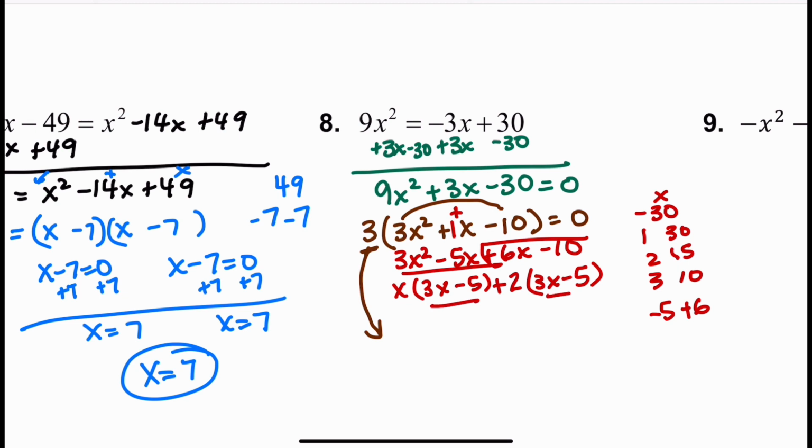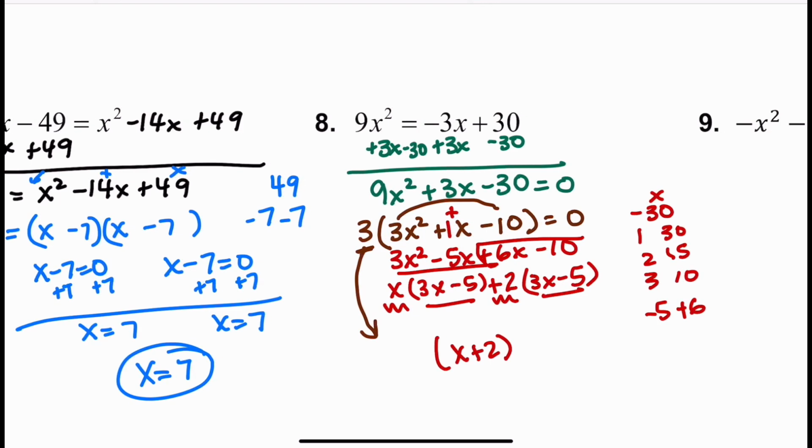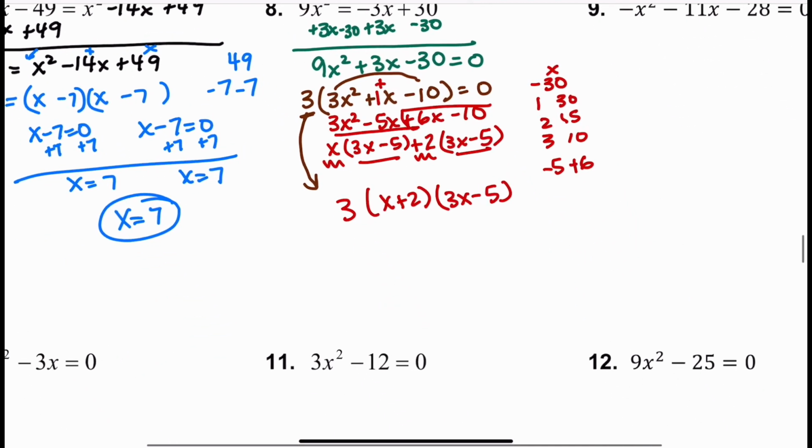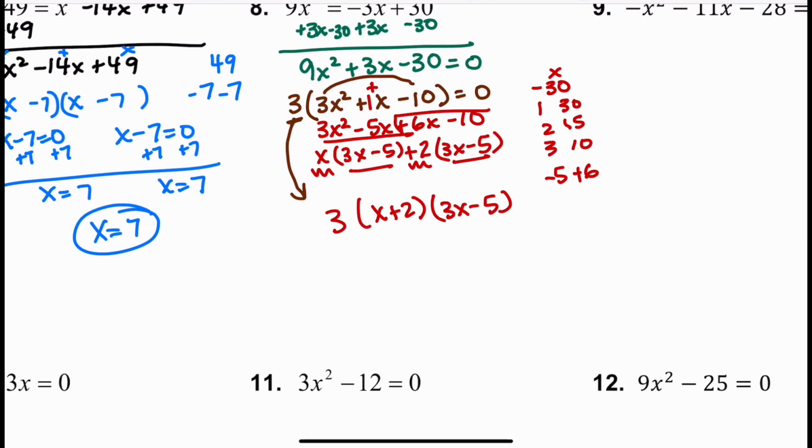Now, you know you did it right if those two are the same when you finish. We've got our x plus 2 as our first factor, and our second factor is 3x minus 5. And don't forget to bring that 3 down. Now, we have it set equal to 0, so we know one of these pieces has to equal 0. So we'll put the equal 0 at the end.